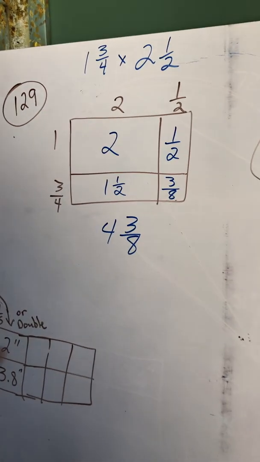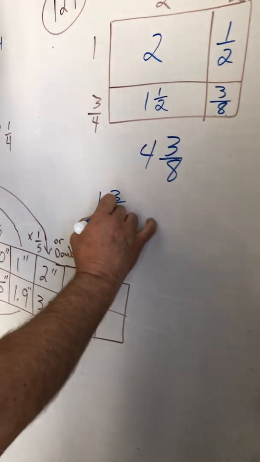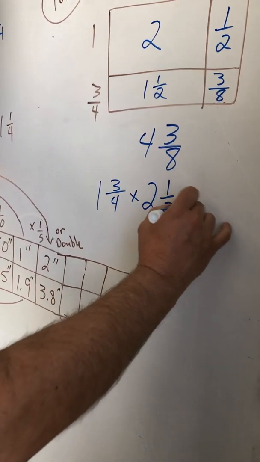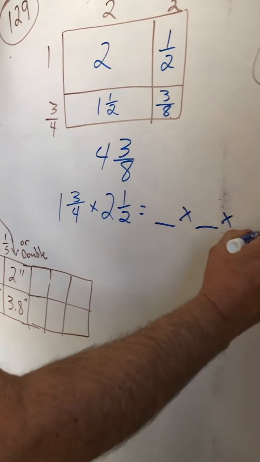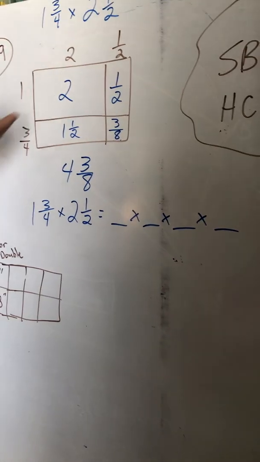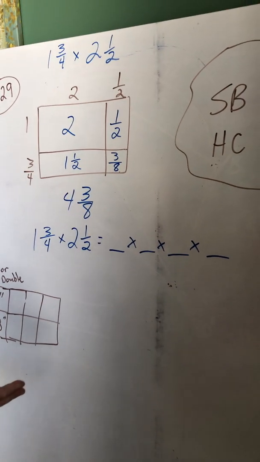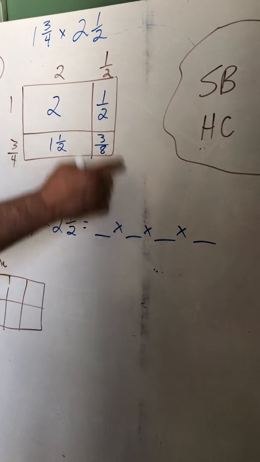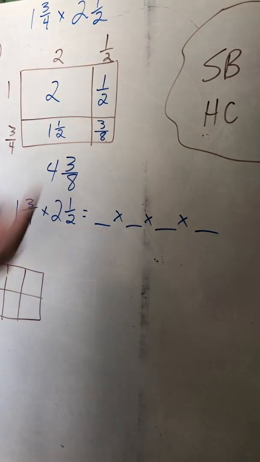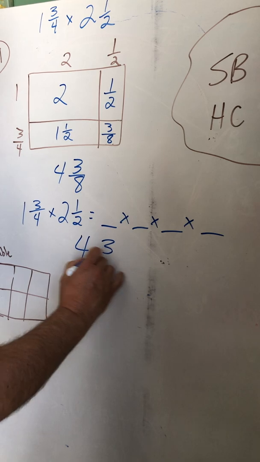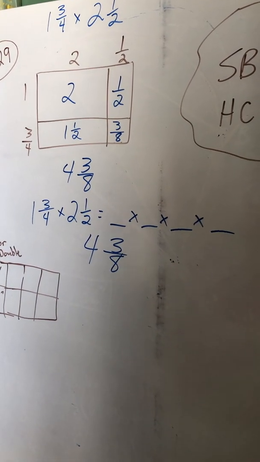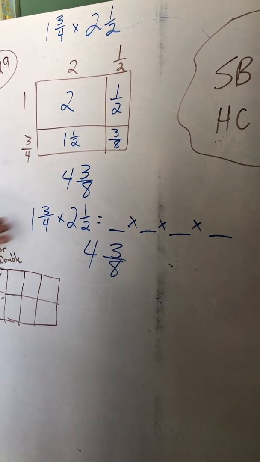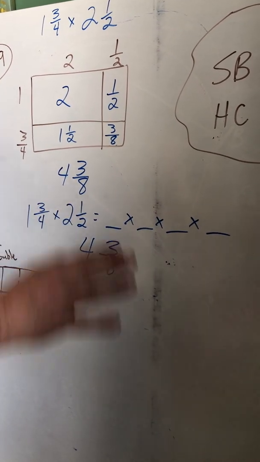Now down below that on 129, it has something that looks like this, and it says blank times blank times blank times blank. Well, they're just doing partial products, okay? So 1 3/4 times 2.5, these just go here. And it adds up to 4 3/8. So that's, I forget if it's number 1 or number 2 on 129, but that's what you're doing there, okay?